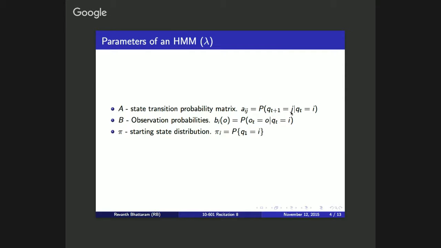There are a couple of things that might seem confusing over here. If I want to know where I'll be in the next state, why am I only interested in the current state? Why not? Sorry?